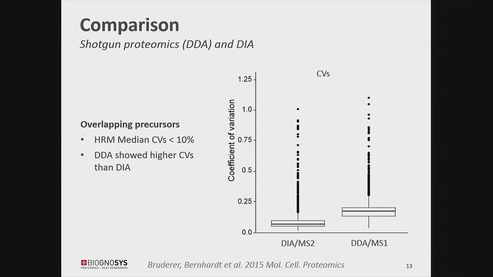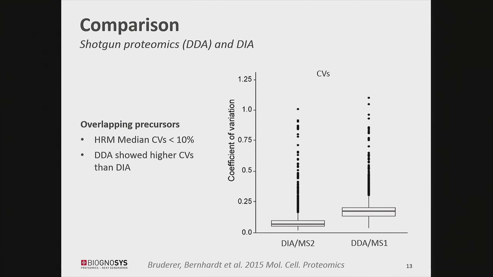Then we had a look at the CVs. So we used the MS1 quantities for shotgun. We processed the data with MaxQuant. And for DIA we used the MS2 quantities. There we always used the sum of fragment ion intensities for a precursor. This is the quantity that we used. And we looked at the CVs first. And what we could see is that the CVs from the DIA were lower. That was already very promising.